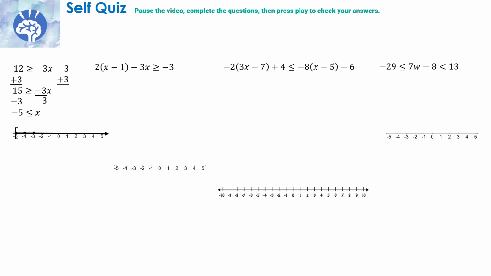Let's look at the second one. 2 times x minus 1 minus 3 is greater than or equal to negative 3. The distributive property first.